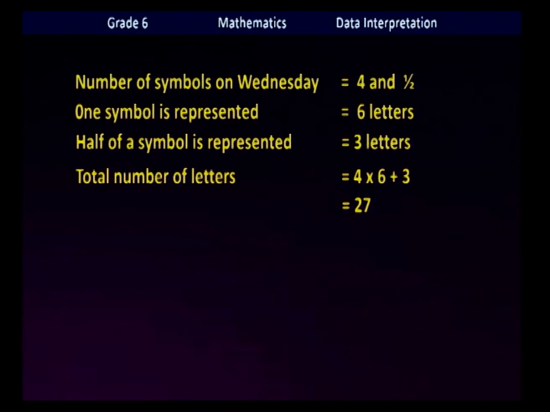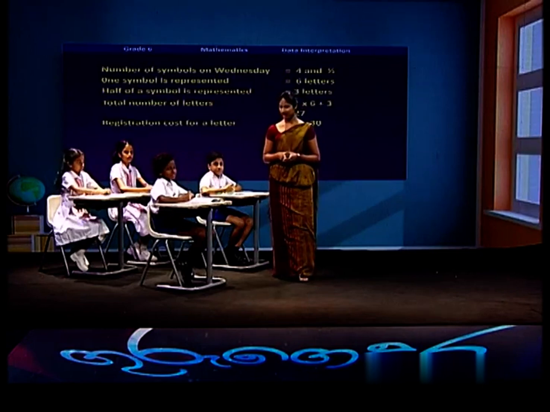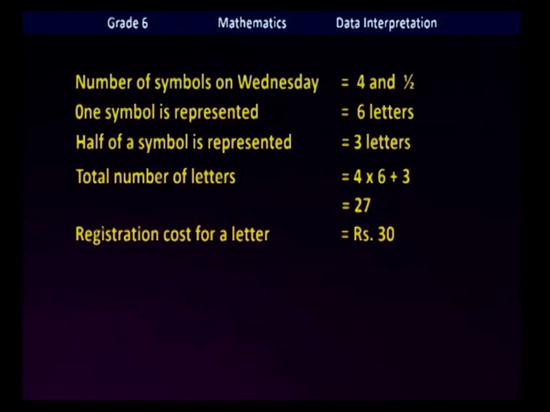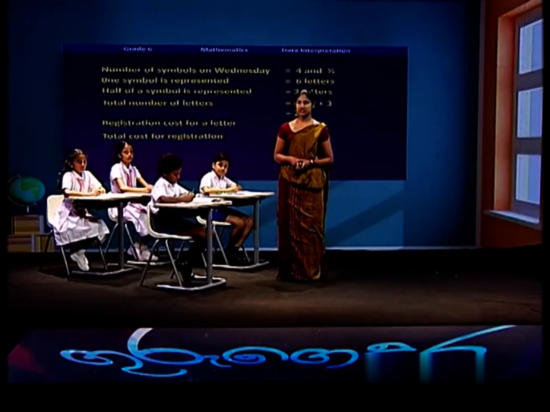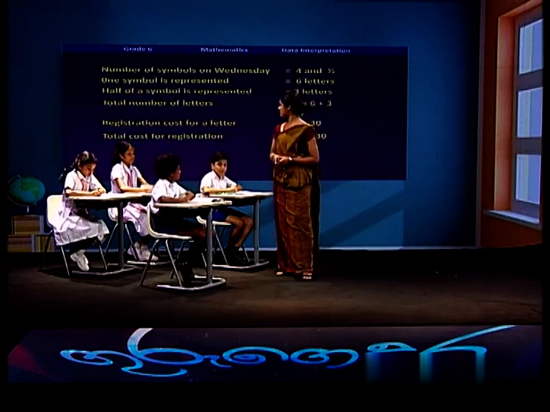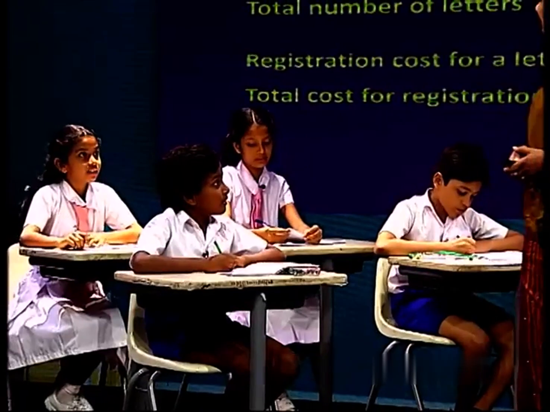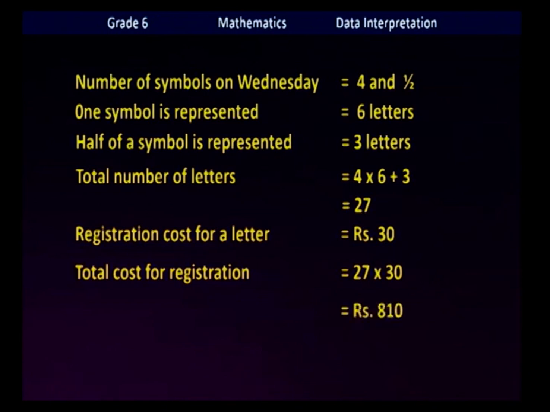So, this is not the final answer. We have to find the income. That means we have to multiply this 27 with the registration cost. So, what is the registration cost of a letter? 30 rupees. Very good. Then, how to find the total cost for registration? Just multiply to get the answer. 810. Have you got that answer? The answer is 810 rupees. Very good. Okay.